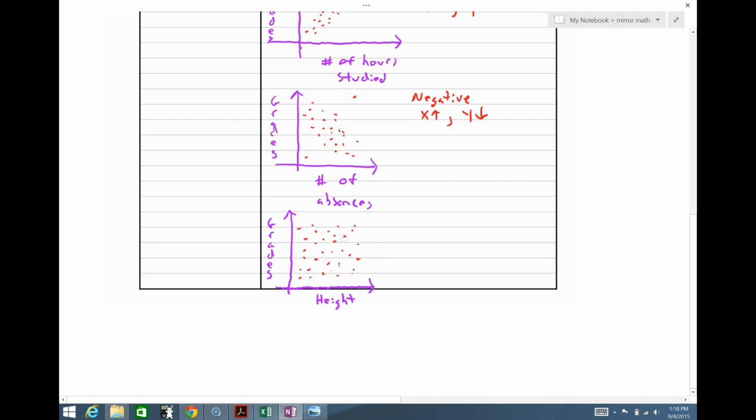All right. This person here is a tall person who has high grades. This is a tall person who has low grades. This is a short person with low grades. This is a short person with high grades. And this person is of average height and average grades. So you see here there is no relationship. We say no association between height and grades.